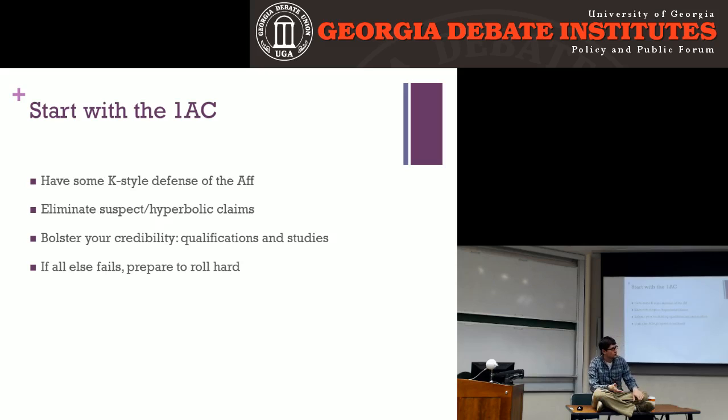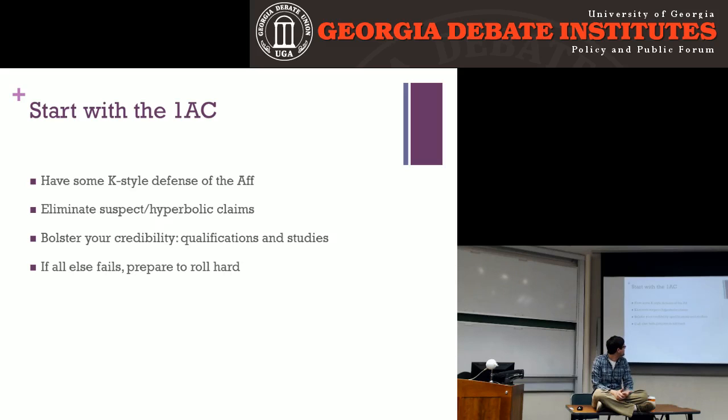Okay, bolster your credibility. So we talked about epistemology arguments. That's something the negative wants to go to. The affirmative also wants to go to epistemology arguments sometimes to say, our epistemology is good, and your K authors are a bunch of hippies who are talking about things they don't know anything about.